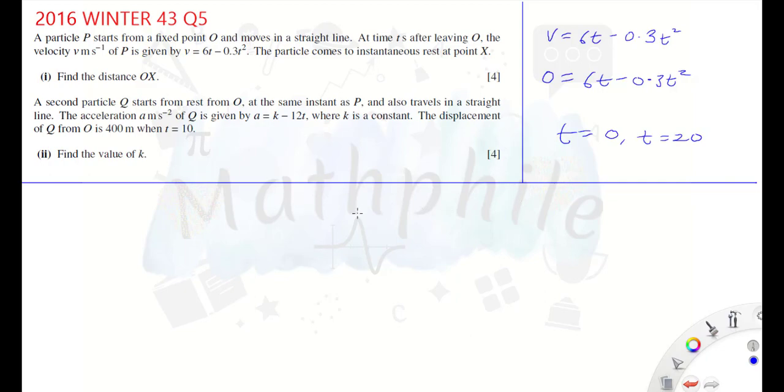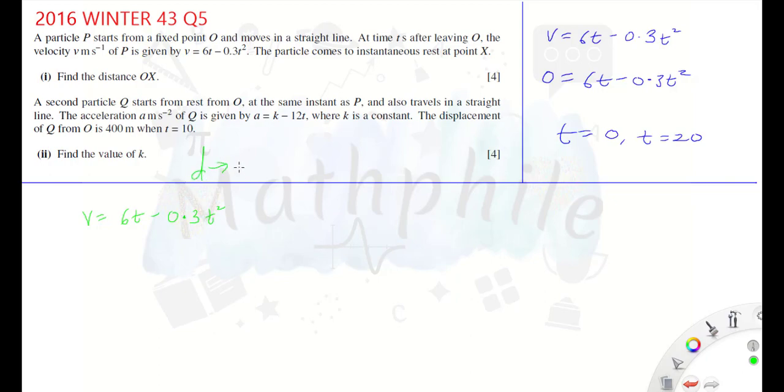That is very good. But the question said we should find distance. So how will you find the distance? So I'll integrate my velocity function. Then I'll use the two times that I got as my limit points. That is very good, and you find the distance covered.